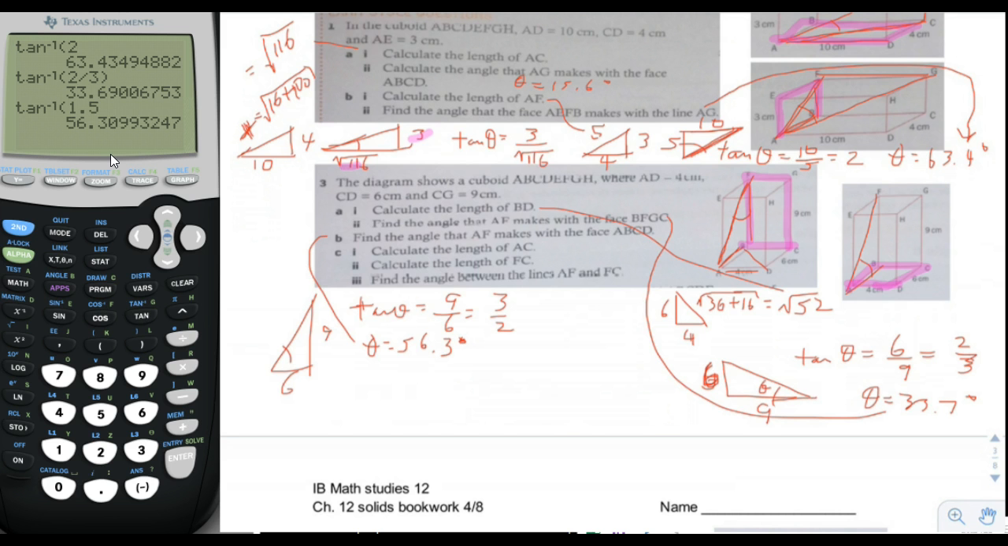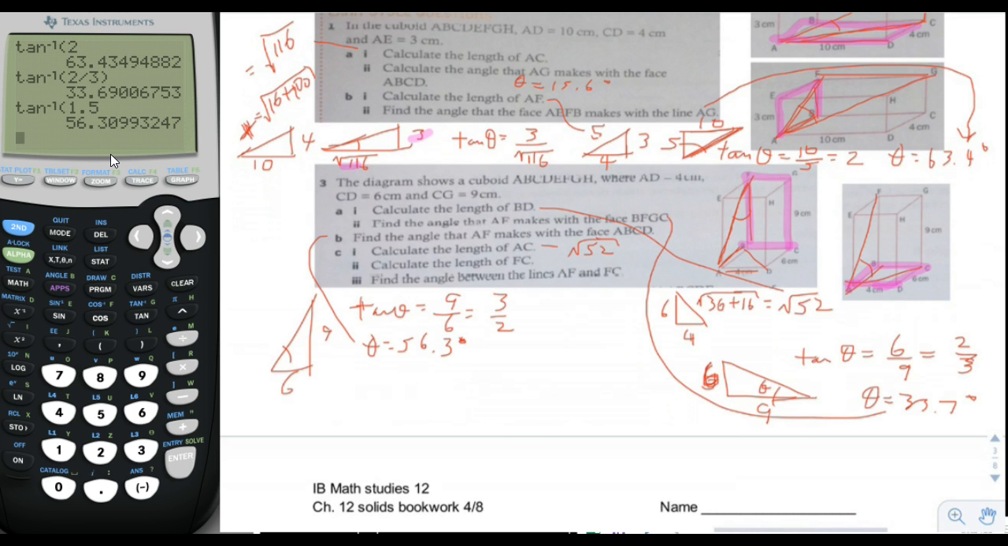C. Calculate the length of AC. AC is across the bottom there. And what do you know? AC should be the exact same length as BD. We already calculated BD, which is square root of 52, because they're diagonals on the same rectangle.